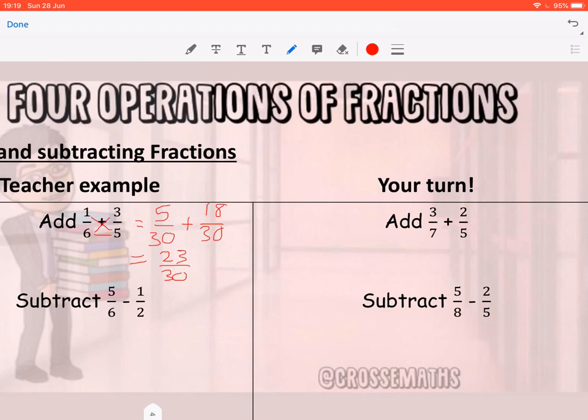Same thing on this one underneath, the subtract one, okay? A 6 and a 2. Okay, I'm going to multiply those two together.